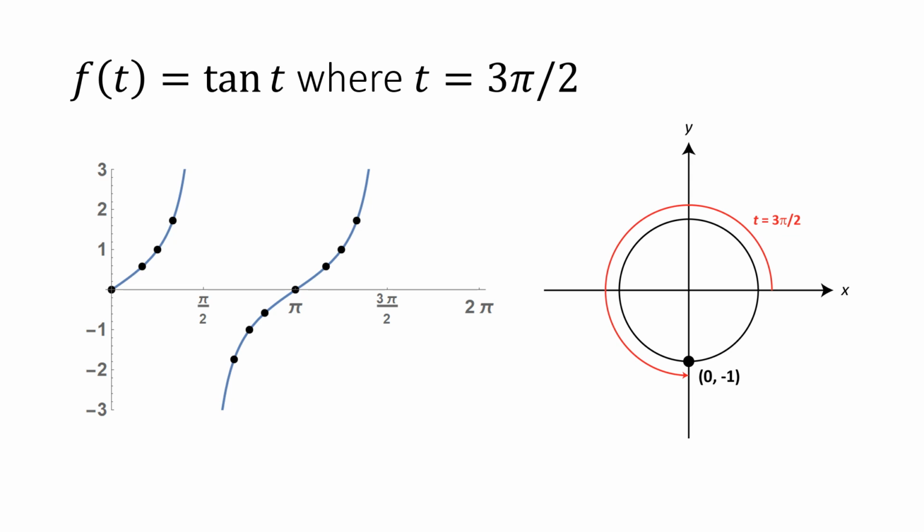Continuing to 3 pi over 2, again, we're going to get an asymptote because at 3 pi over 2, the tangent value would require us to divide by 0. We can't divide by 0, and so the tangent value is undefined. So we get another asymptote. And continuing all the way around to 360 degrees or 2 pi radians, again, we get the behavior where on one side, our tangent value goes up forever, and on the other side, the tangent value goes down forever.